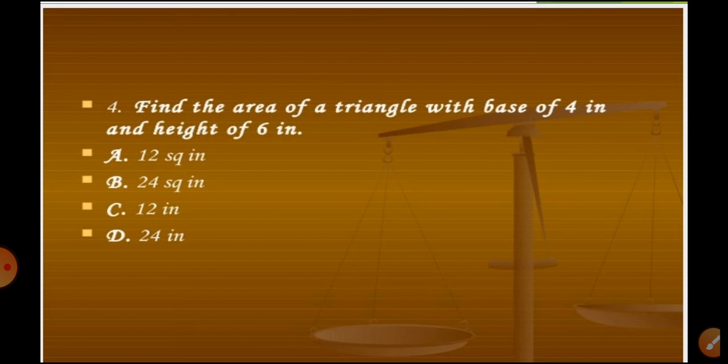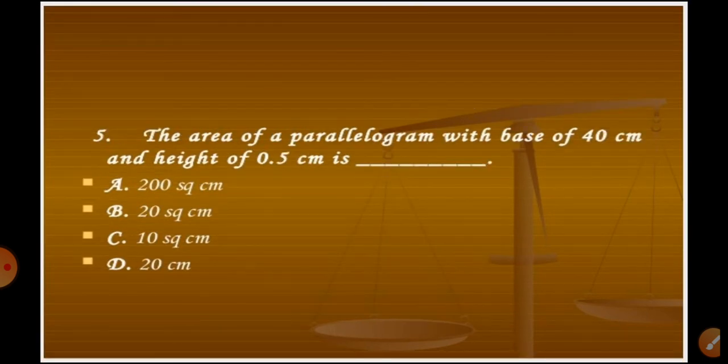Number 4, find the area of a triangle with base of 4 and height of 6 inch. Base is 4 inch and height is 6 inch. Then number 5, the area of a parallelogram with base of 40 centimeter and height of 0.5 centimeter is, to find the answer. You can solve this question.